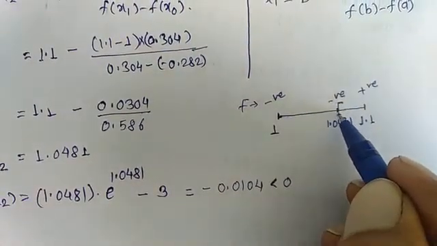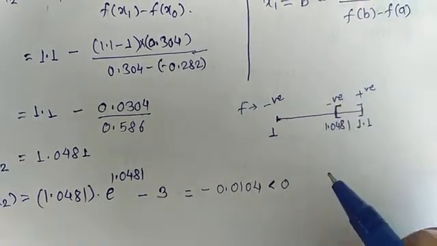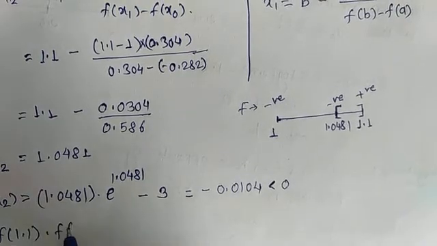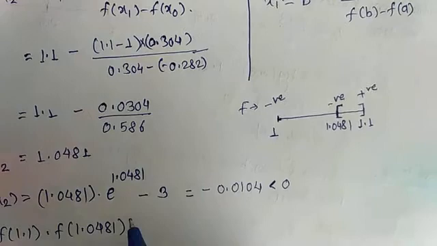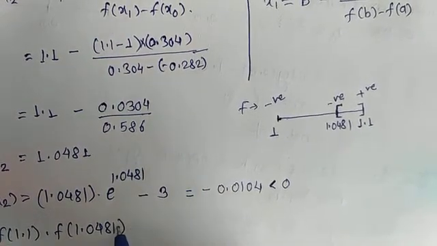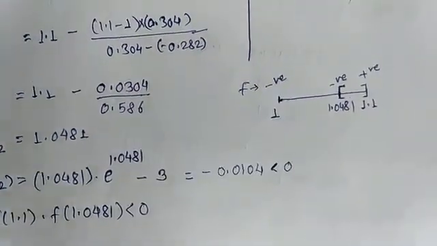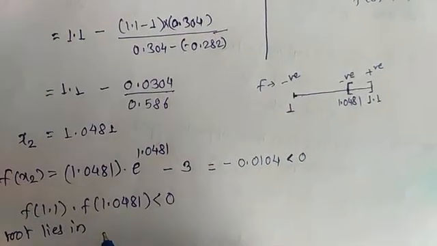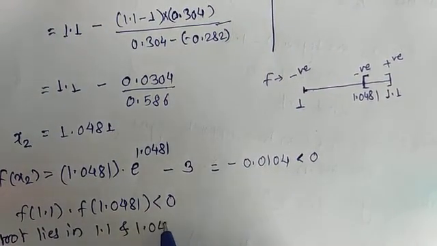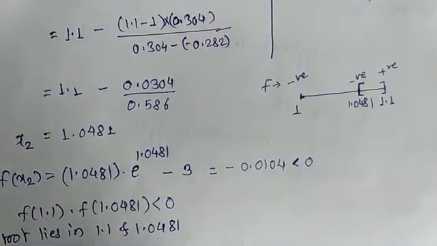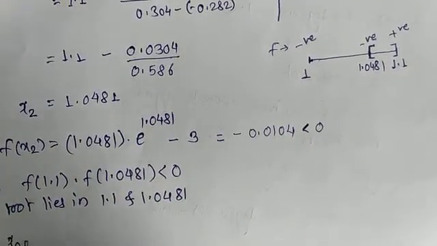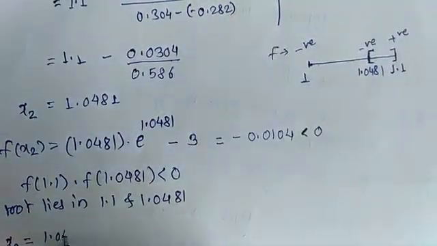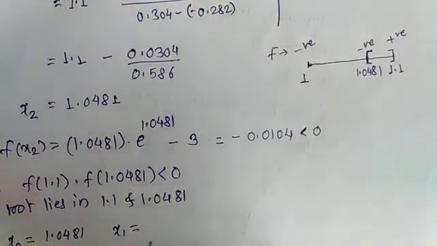So our next interval will be from 1.0481 to 1.1. Okay, so you can say that f of 1.1 into f of 1.0481 is less than 0. So the root lies in the interval 1.0481 and 1.1. Okay, now x naught will be equal to 1.0481 and x1 will be equal to 1.1.